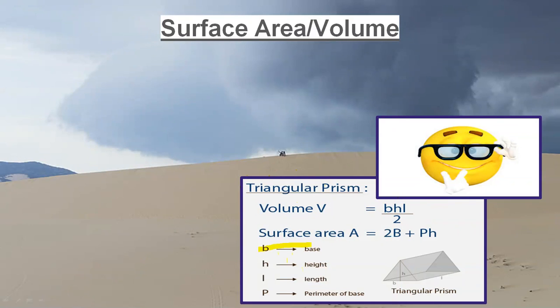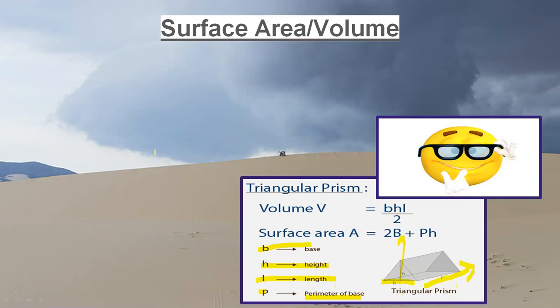B is for base. Look, I am always considering this as the base. Okay, it's the height. It gives you the height of that shape. That's why I'm considering this point as the height. What about this L? That is your length. Actually, it gives you the length of that prism. So this is called length, while P stands for perimeter of the base.